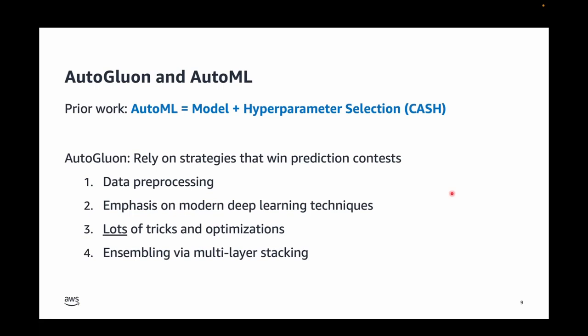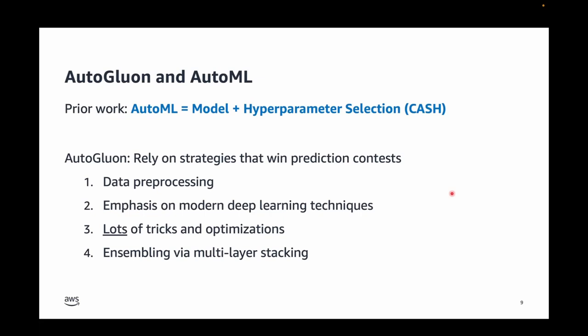The main idea is to take things that are winning Kaggle competitions and package them into a nice, easy to use library. And these things include data preprocessing, automatically handling different kinds of features, so dealing with missing data, doing some data transformations that are useful for some machine learning algorithms. There's a big emphasis on deep learning techniques, so neural networks, both for tabular data and also for images and multimodal data such as text. And there are also lots of frequent optimizations.